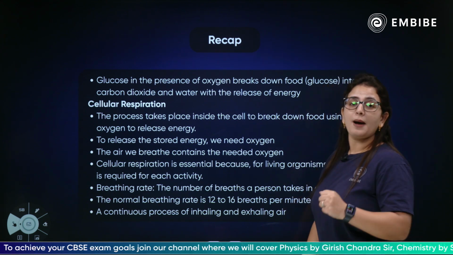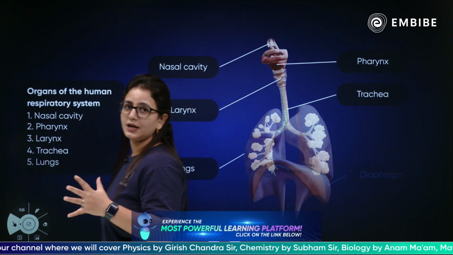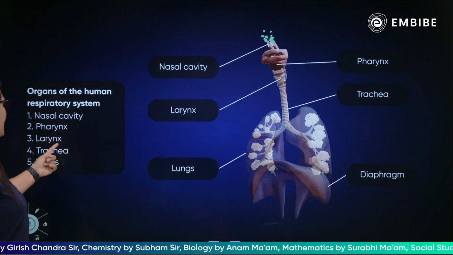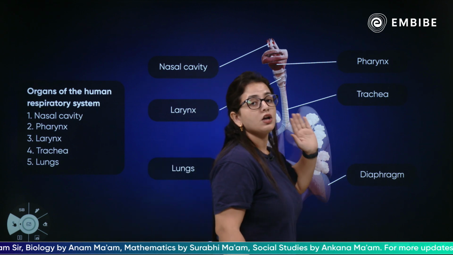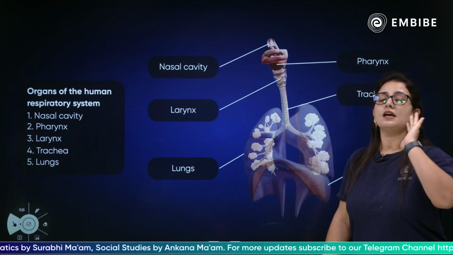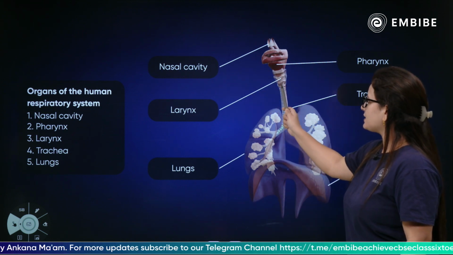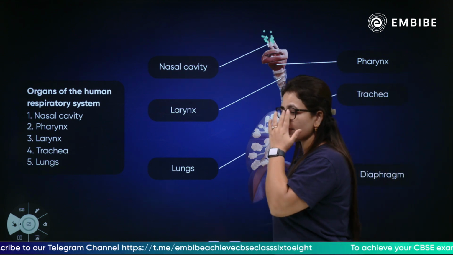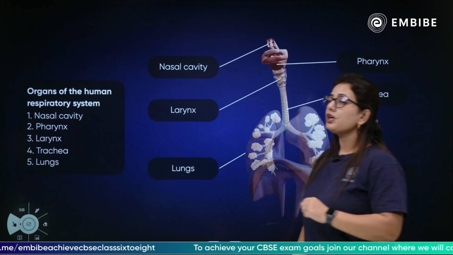Let's discuss the parts of the human respiratory system. The very first thing, children, is the organs involved in the human respiratory system. These are the nasal cavity, the pharynx, the larynx, the trachea and the lungs. All these parts which you can see labeled here are part of your human respiratory system, and each and every part performs a specific function and is responsible for controlled and coordinated activity. This is the nasal cavity, this is the larynx, this is the trachea, this is the pharynx, this is the lungs, and this is the diaphragm. Children, one by one we're going to study each of them.